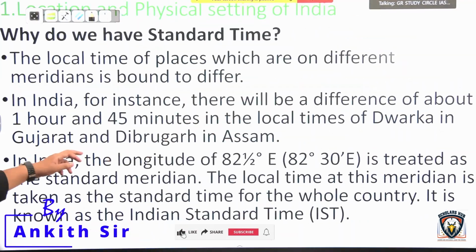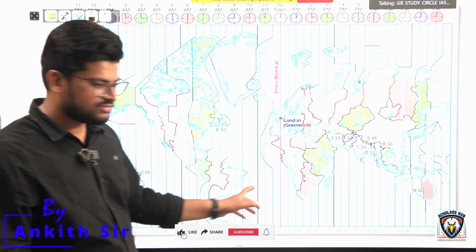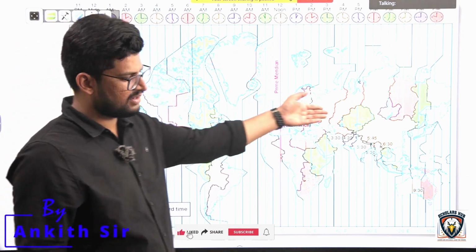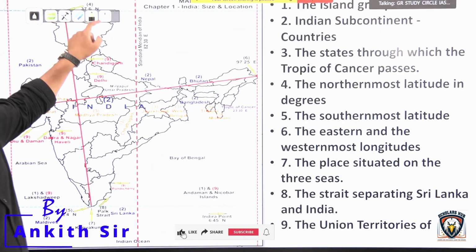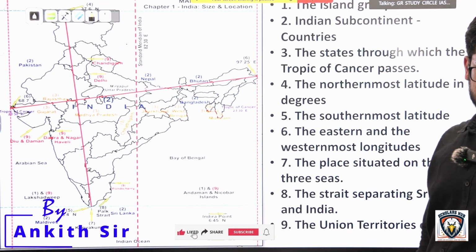So we have already discussed why we have standard time, to maintain a single thing. The USSR had 11, present Russia has 9, Canada and USA have 5 or 6 time zones. India has only 1 time zone. It is fixed based on the Greenwich Meridian. You can see that in USA and Russia they have different time zones. Some important points to remember: this is a general understanding, and we'll discuss these aspects in detail in the coming chapters.